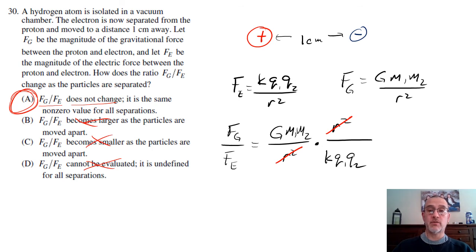Because we don't have a zero value, we don't have things canceling out completely, but we do see G M1 M2 over K Q1 Q2 is going to be some number regardless of how far away those particles are. So answer A.